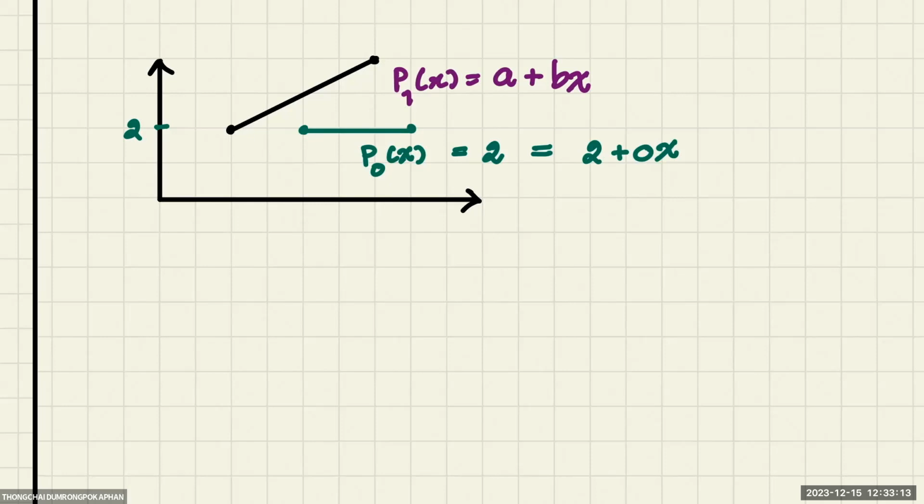Now, what I want to say here is even polynomial degree 0.